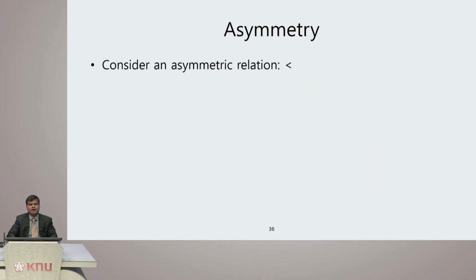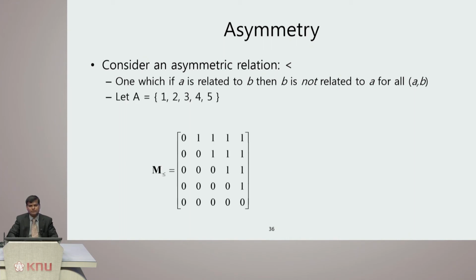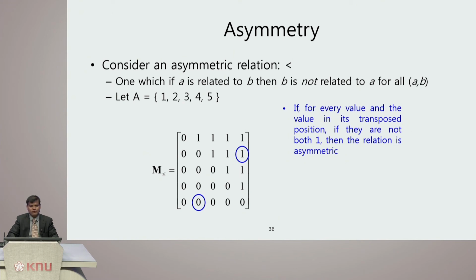Asymmetry, consider asymmetric relations like maybe less than. Here, if A is related to B and B is not related to A, we call it asymmetry. So let's see the same relation. Here the upper triangle and lower triangle are not both related, because the upper triangle has 1s and the lower triangle has zeros. For every value and the value in its transpose position, if they are not both 1, then the relation is asymmetric.